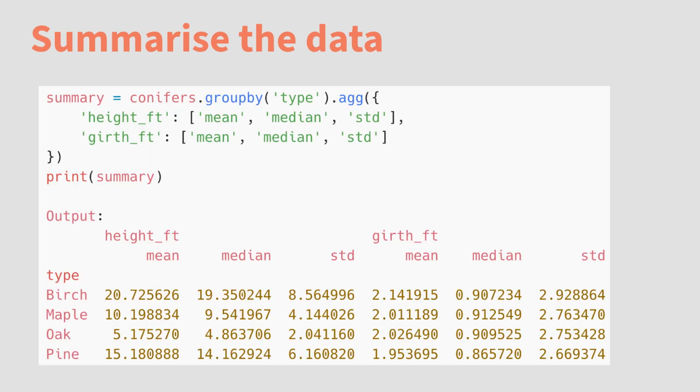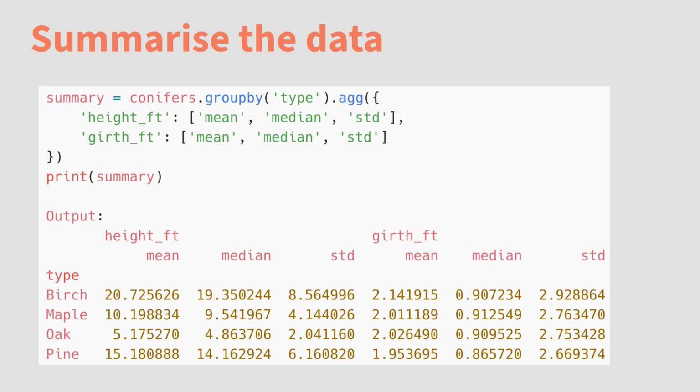Now we will calculate the summary statistics such as mean, median, and standard deviation of the data. We will use the group by method to group our data by the type of tree and then use the aggregate function agg to calculate the mean, median, and standard deviation.